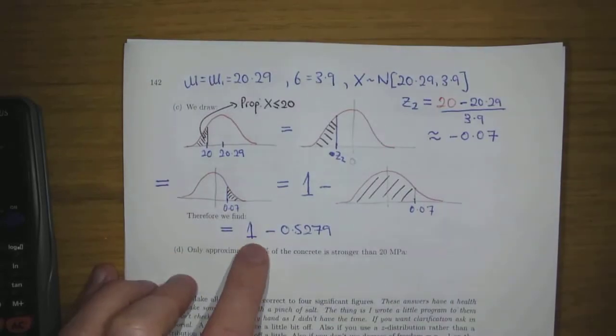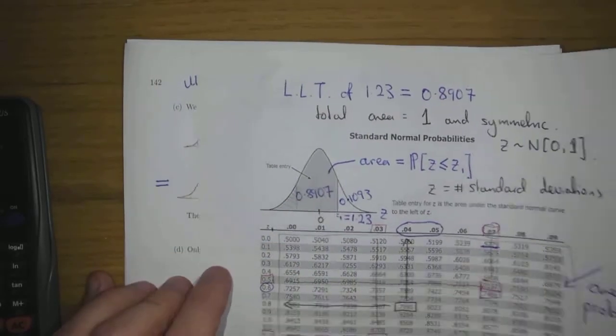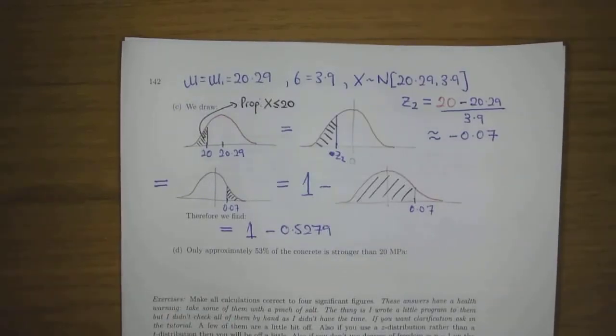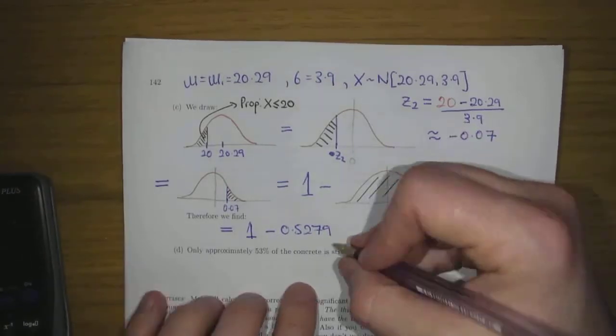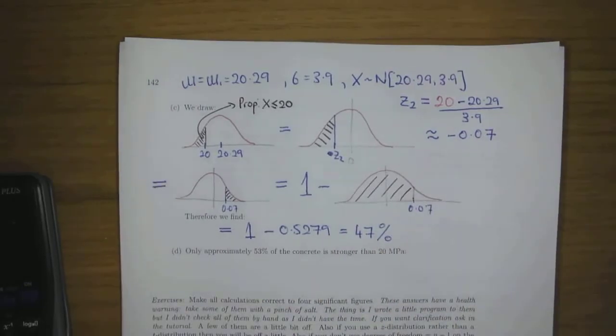So let me slow that down. So the Z value is 0.07, so 0.07 gives 0.5279. So I get 1 minus 0.5279. So I'm getting 47%. Right, and so 47% of it is weaker than 20.